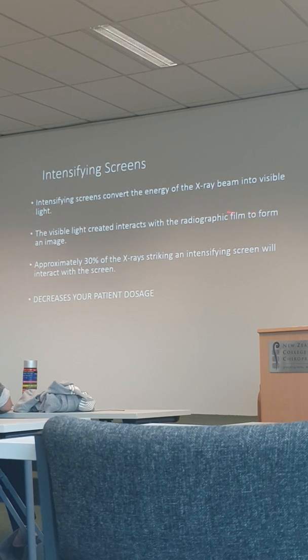Intensifying screens convert the energy of the X-ray beam into visible light. So remember, X-rays themselves aren't particularly good at exposing radiographic film. Visible light is. So what we'll do is use the intensifying screens to convert the energy of the X-ray beam into that visible light so they can expose the photographic film at a much more efficient rate. Even then, only about 30% of the X-rays hitting the intensifying screen are going to interact with it. Overall, this is going to decrease your patient dosage because it's ramping up the efficiency of converting that X-ray energy into a visible image.